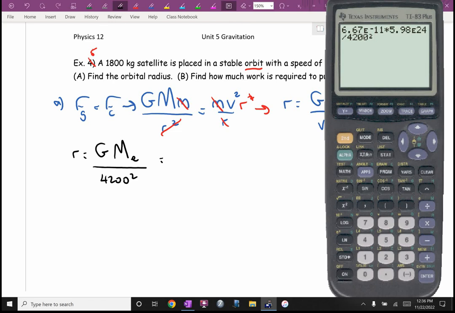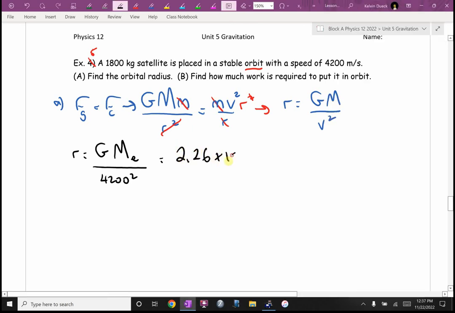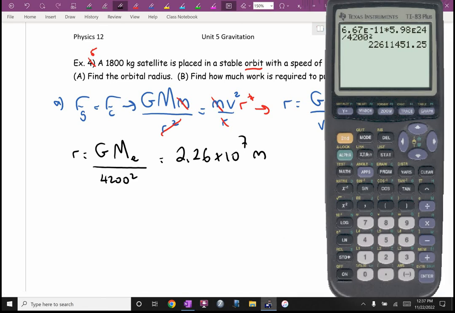And again, I can't emphasize enough, you want to practice typing these into your calculator because we're getting fairly complicated here. Now, I know the answer has got to be bigger than 6.38 times 10 to the 6th because it can't be orbiting under the ground. You get 226.11451, which is 2.2611 times 10 to the 7. I wrote down three sig figs here, but I'm storing this on my calculator to 5 or 6 sig figs if I need it again to get more accurate.